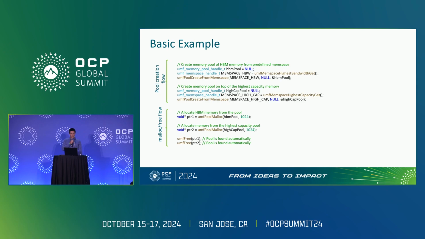A free function is even simpler because you don't need to specify the pool. It will be selected automatically. You only need to pass a pointer.